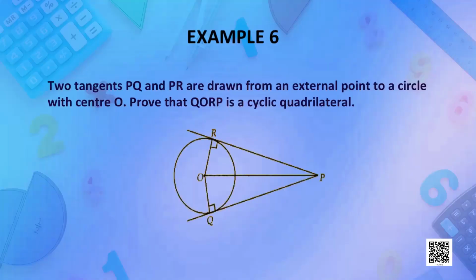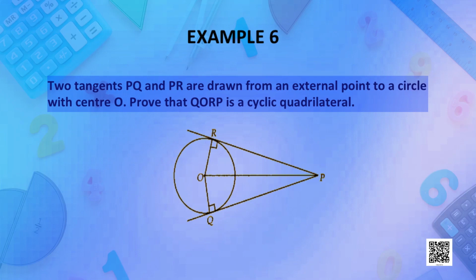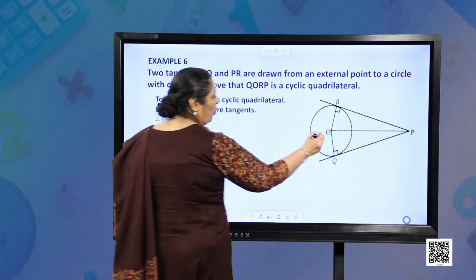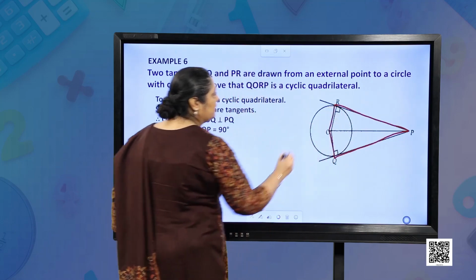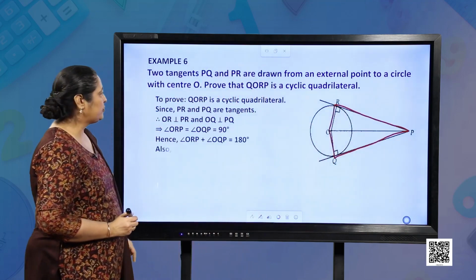We have example number 6. Two tangents PQ and PR are drawn from an external point to a circle with center O. Prove that OQRP is a cyclic quadrilateral. So, we have to prove that OQPR is a cyclic quadrilateral.